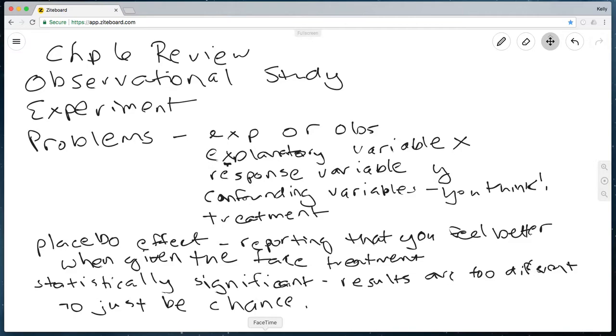So I would say in that case that the results were statistically significant, because what I saw was too different to just say, oh, it must be chance, or oh, it must be a coincidence. It makes me think that maybe there was something to that medicine that was being given.